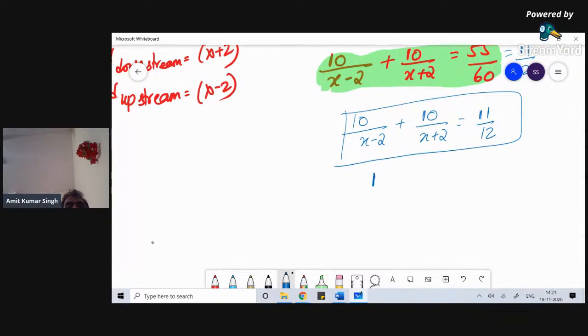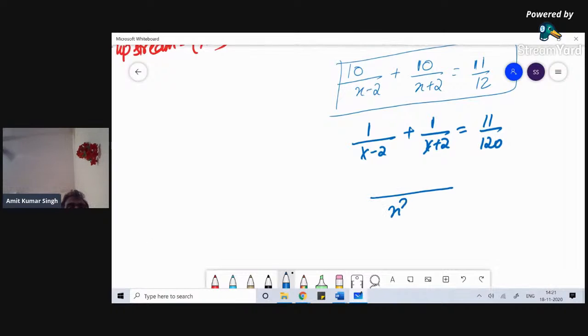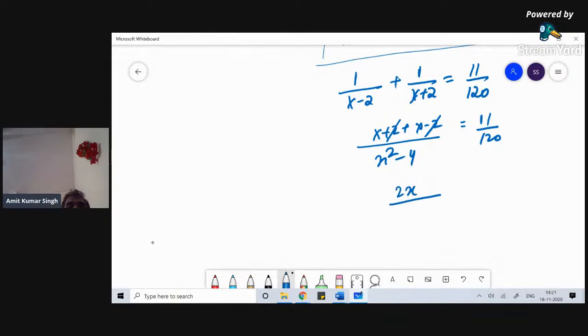If I take 10 common, I can write 1 by x minus 2 plus 1 by x plus 2 equal to 11 by 120. The denominator is x square minus 4, since a plus b into a minus b is a square minus b square. So I can write x plus 2 plus x minus 2 equal to 11 by 120. The 2 gets cancelled, so 2x by x square minus 4 is equal to 11 by 120. So I can write 11x square minus 240x minus 44 is equal to 0, and you get this quadratic equation.